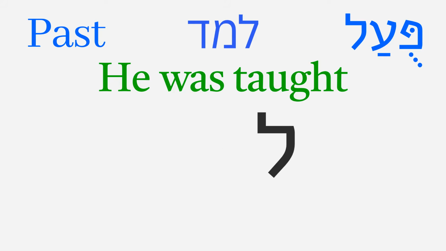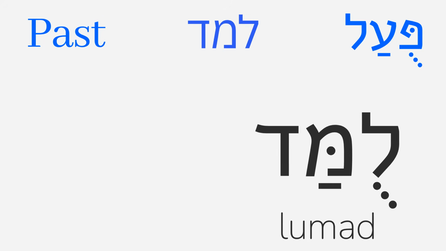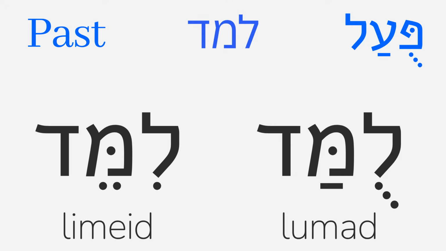U vowel, either a vav with shuruk or a kubutz, which is what I'll use. Then we'll have the second root letter mem with a ragesh and patach, and end with the third root letter dalet. Lumad, he was taught. Compare this to limid, the PL past tense verb he taught. Both binyanim will have a ragesh in the second root letter when possible.